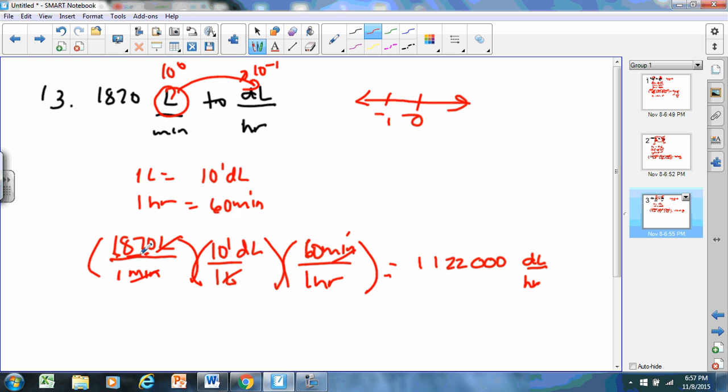So sig fig rules, rule 1, if it's not a 0, underline it. Rule 2, final zeros after the decimal point are significant. This is before. So it only has 3. This has 4. So that's why on my sheet, I rounded this, grab a different color. I went 1, 2, 3, 4, 5, 6. So 1.122 times 10 to the 6th. But we only get 3 sig figs, so I dropped this 2. 1.12 times 10 to the 6 deciliters per hour.